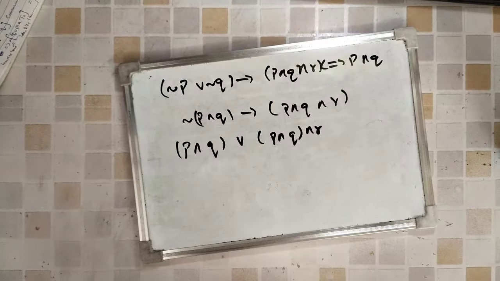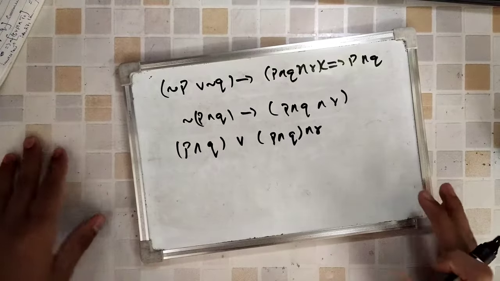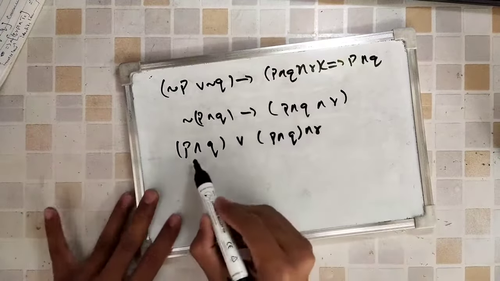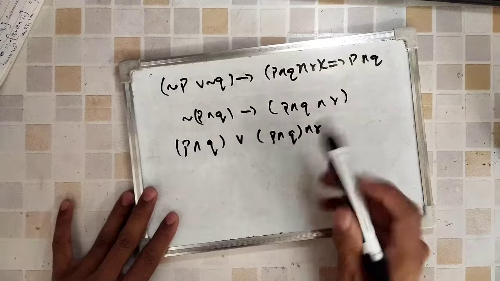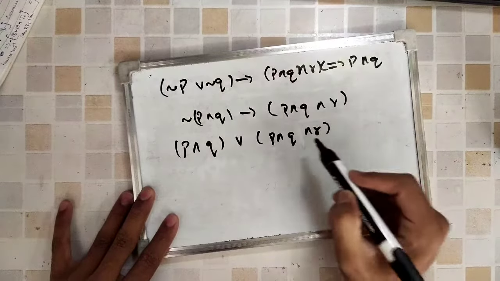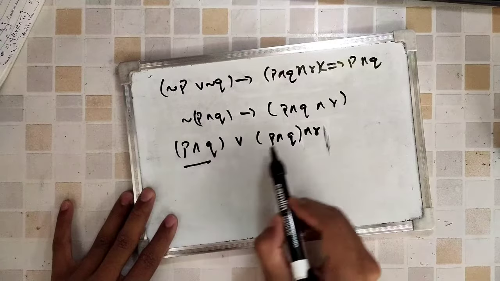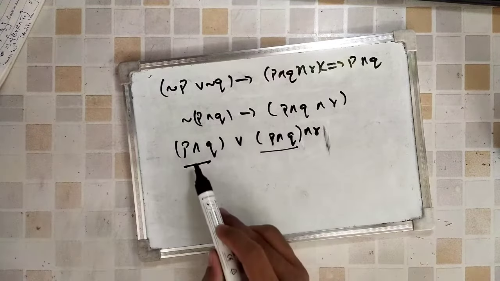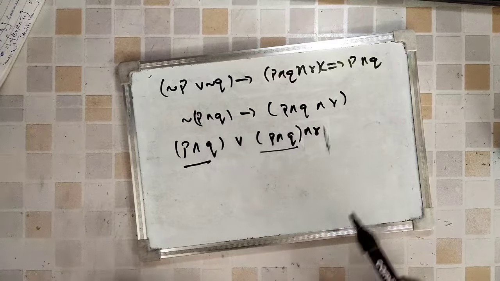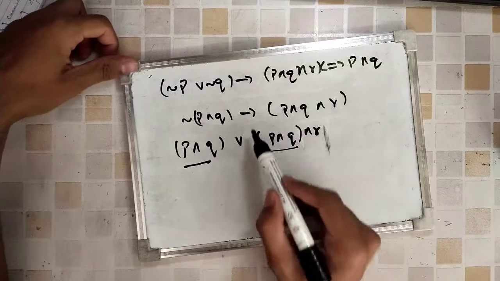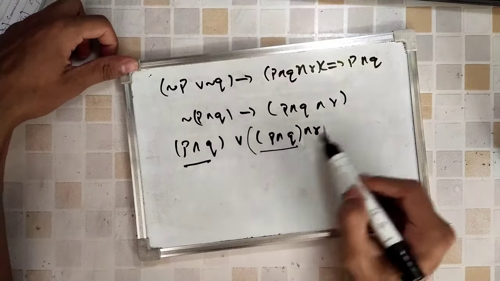Why? Because the storage was not sufficient and the video automatically got paused. So we had left here. Here you see from associative law, I grouped it like this. Now you see this and this are the same: P or (P and Q). So this thing can also stay like this.